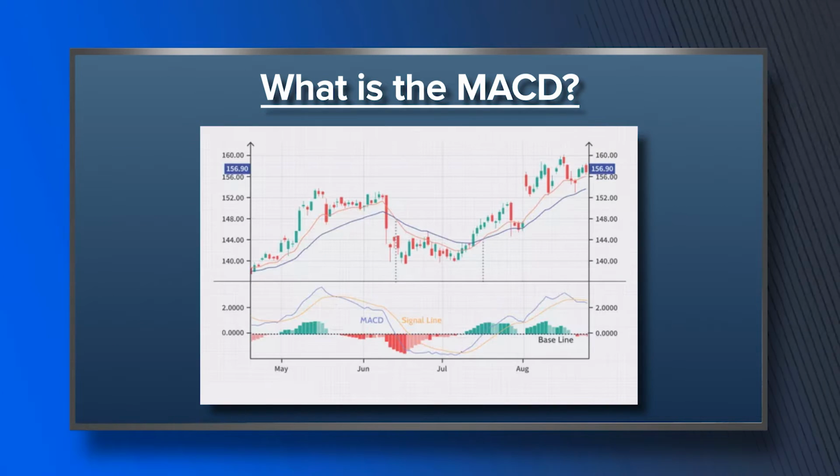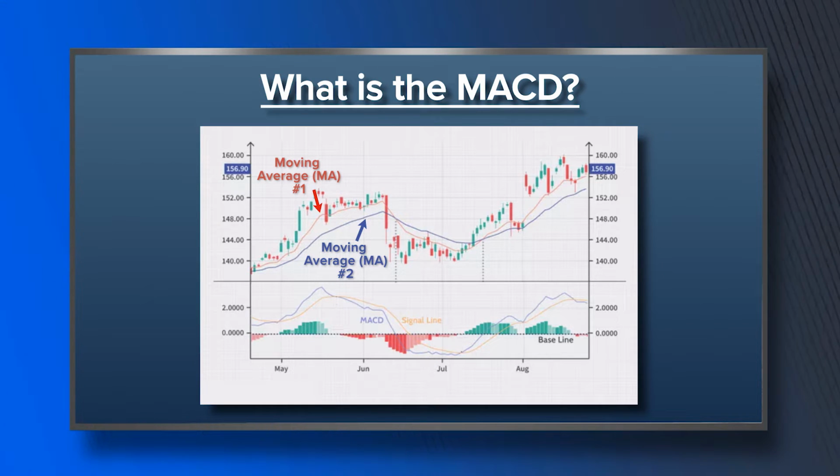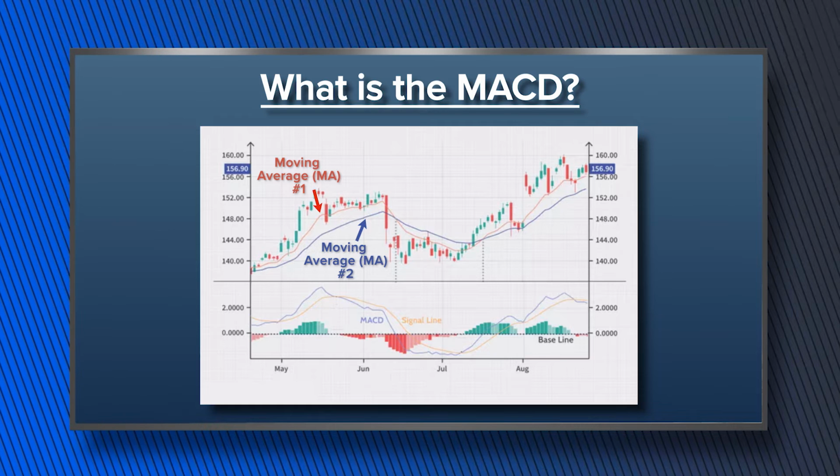So what's a MACD? Well, let's talk about the construction of the MACD. It's called the Moving Average Convergence Divergence. It's right there in the name. So you just take two moving averages, and when they converge or when they diverge, when they come close together or when they move further apart.